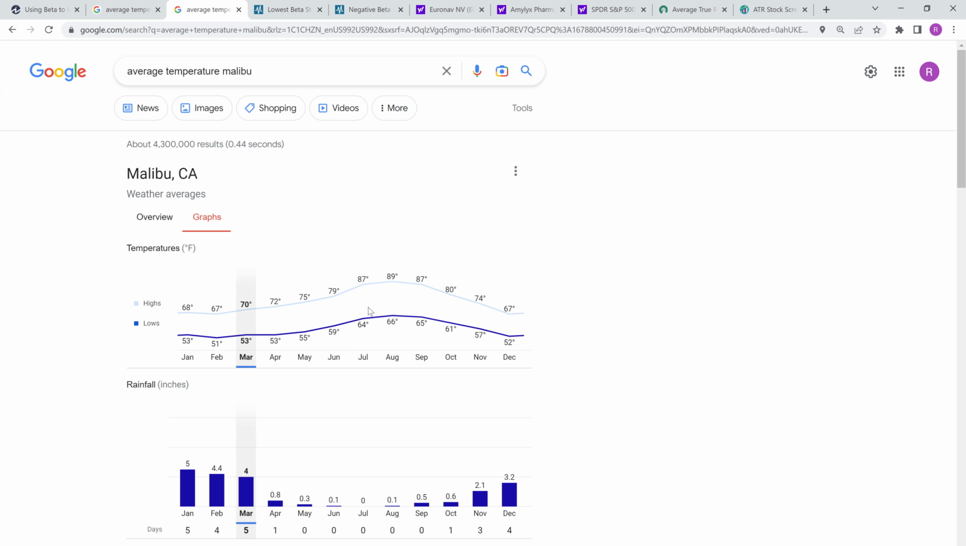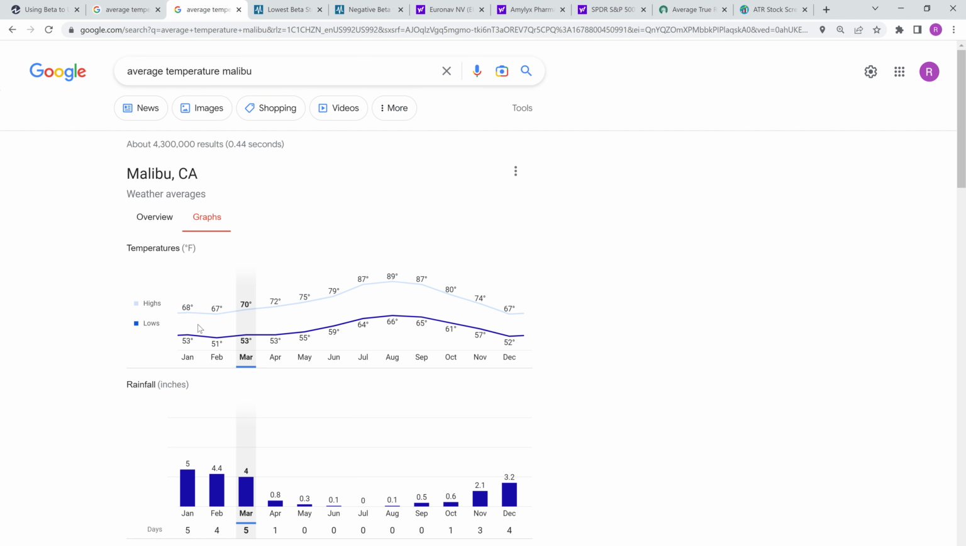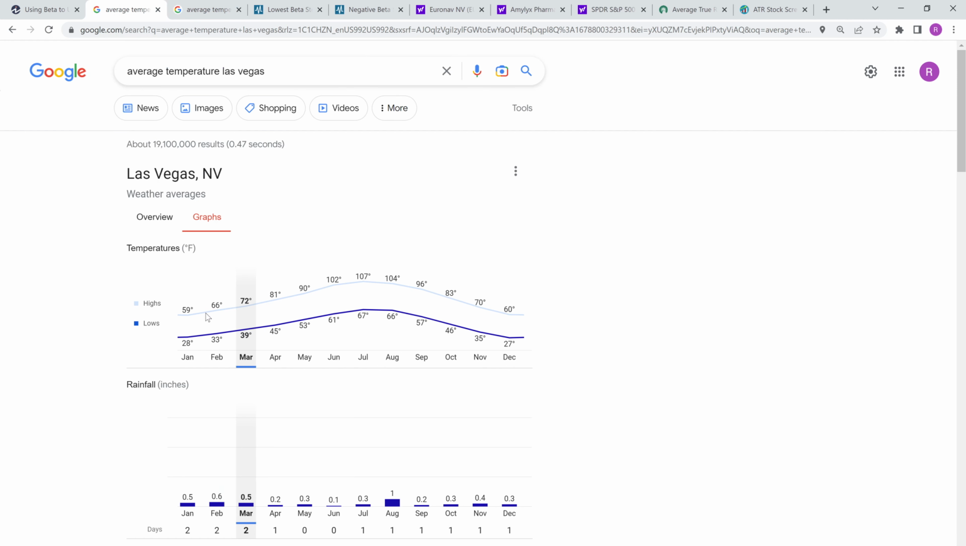But what you want for trading, I thought, was what the volatility is on a short-term basis. In other words, in Malibu, the temperature moves 15 degrees, and it gets up to a little bit over a 20-degree move in the middle of summer. And that's the volatility that we're interested in for trading. In Vegas, the lowest change is 30 degrees in the winter and 40 degrees in the middle of the summer. It's the peak-to-peak variations that you want.